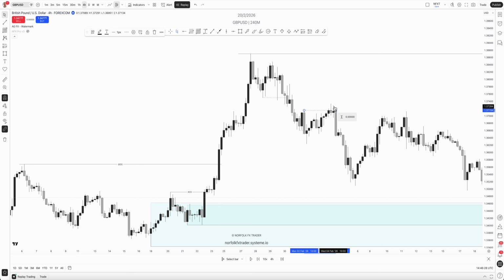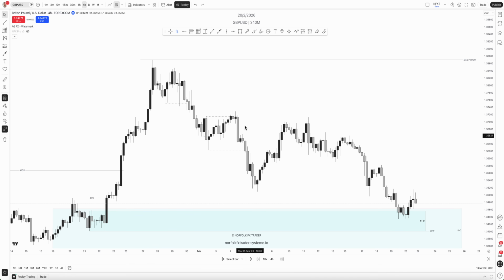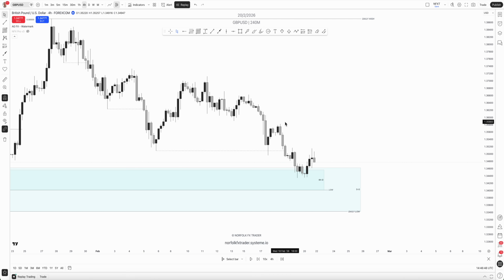We sweep this high, and then we have another break to the downside again here. So the market continues to push lower. At this point, we have a new high formed here, and we have a new low formed here. Again, we have another break of structure. So I can just remove these two highs, and the market continues to push to the downside.